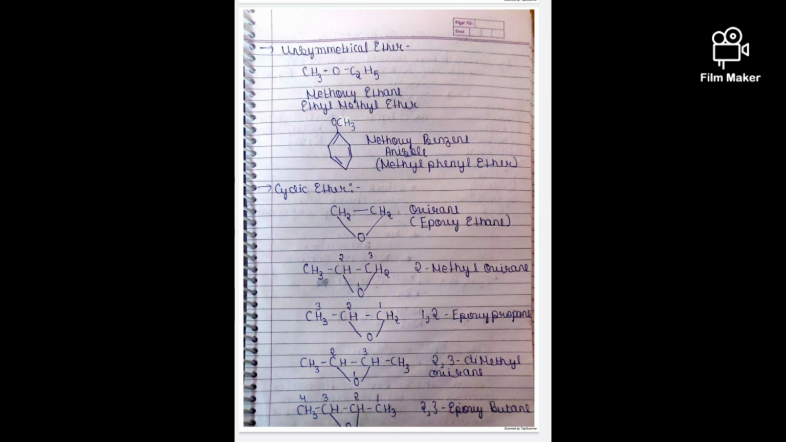The CH3CHOCH2 group is there, so we will treat it as oxirane, and its IUPAC name will be 2-methyloxirane. We always start numbering with O while writing the IUPAC name, and while writing the common name we start numbering with carbon. So we write epoxypropane; 1,2-epoxypropane is the common name for this compound.